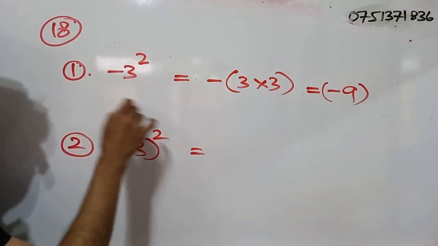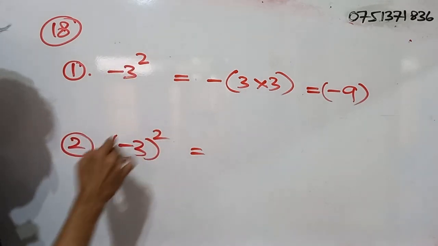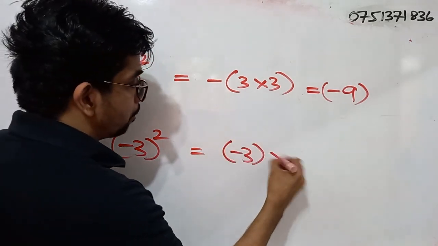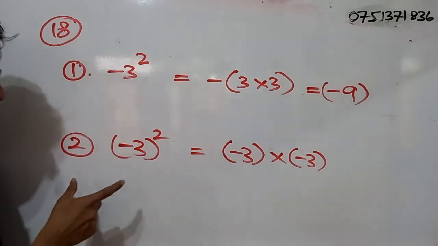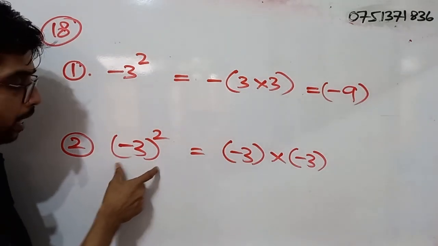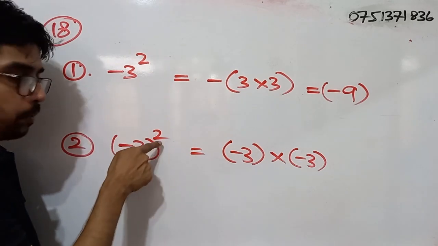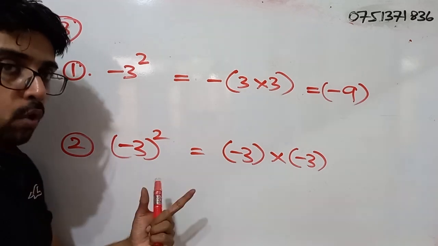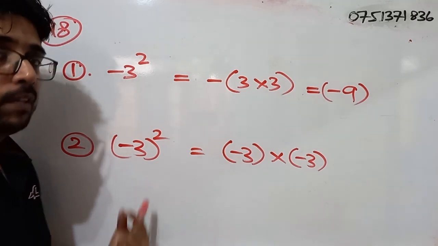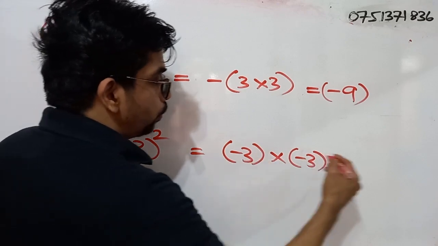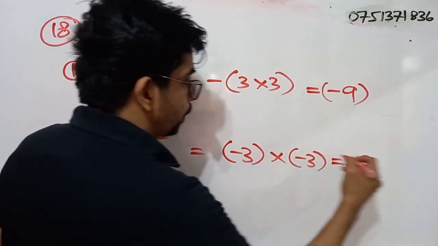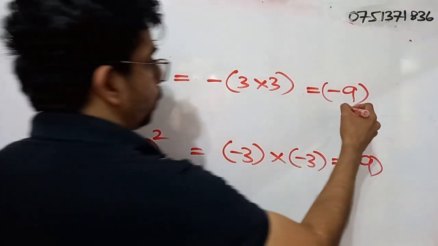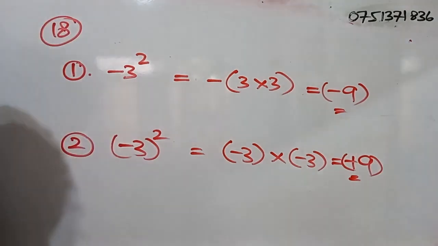Now the second expression. These two are different. What is the idea here? Negative 3 multiplied by negative 3. If you look closely, outside the bracket we have the exponent. That means we have 2 of negative 3's. So here 3 into 3 is 9, and negative into negative, the outcome is positive. So here the answer is positive 9. So these are the two correct answers.